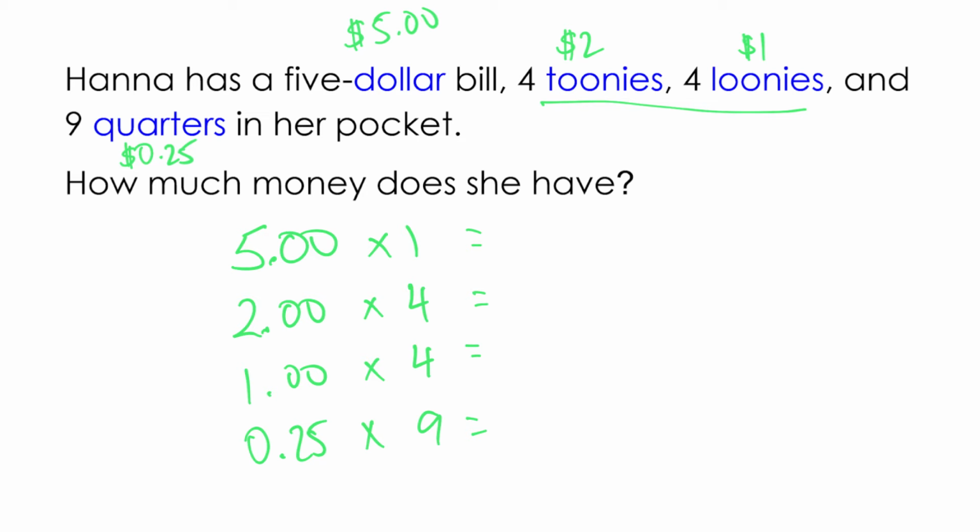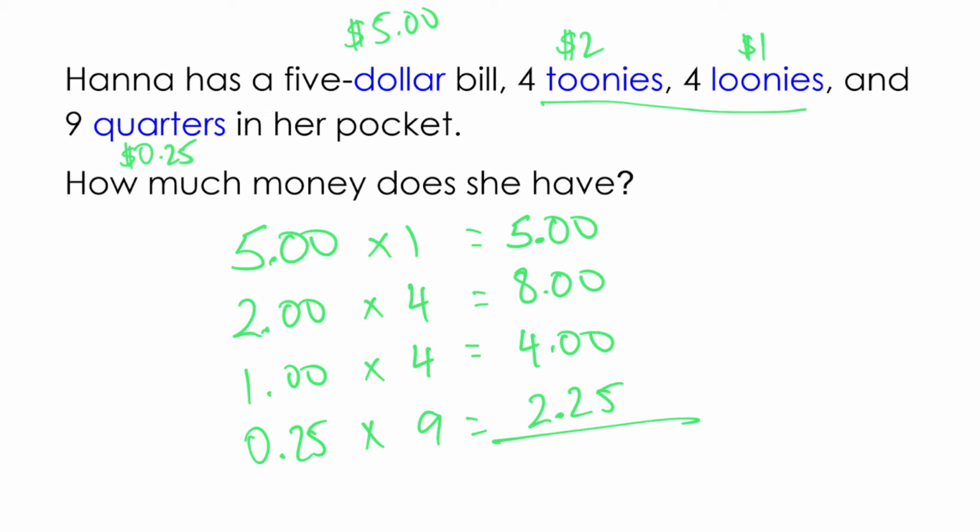Okay, so now we just multiply these. $5 times 1 is 5. Anytime you multiply a number by 1, it stays the same. $2 times 4 is $8. $1 times 4, if you have 4 loonies, you have $4. And 9 quarters is $2.25.